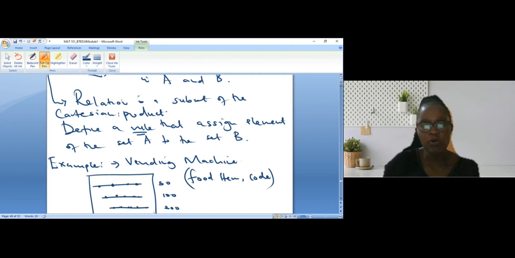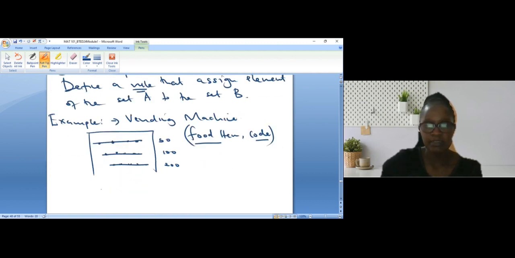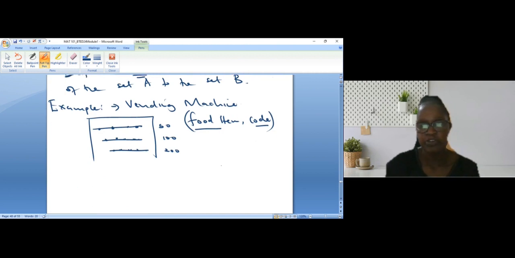So you have food item and the code. The code in this case would be used to determine the price of the food item. So you have a relation. You have two sets, the set of food items and the codes in this case that are meant to assist you in knowing the price of the food item. So that's a relation. So you are assigning elements under a certain rule, as opposed to Cartesian product where you just pick and assign them at random. So the relation is a subset of the Cartesian product.